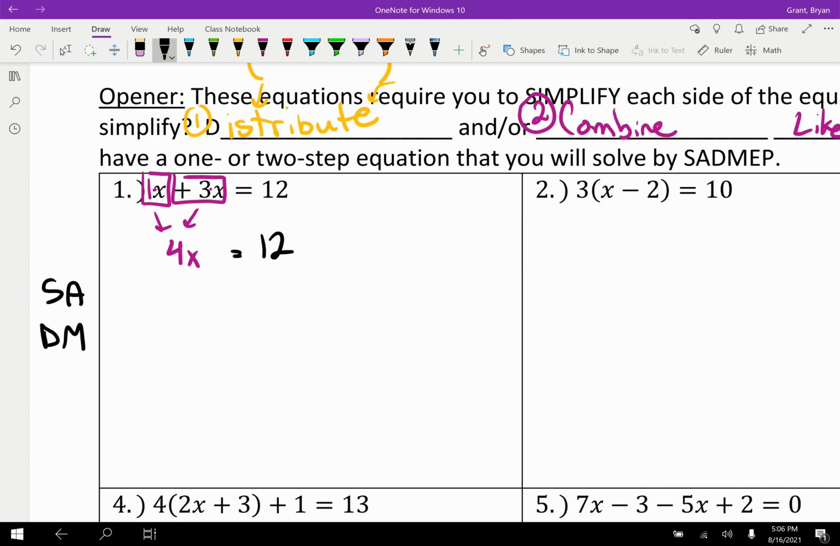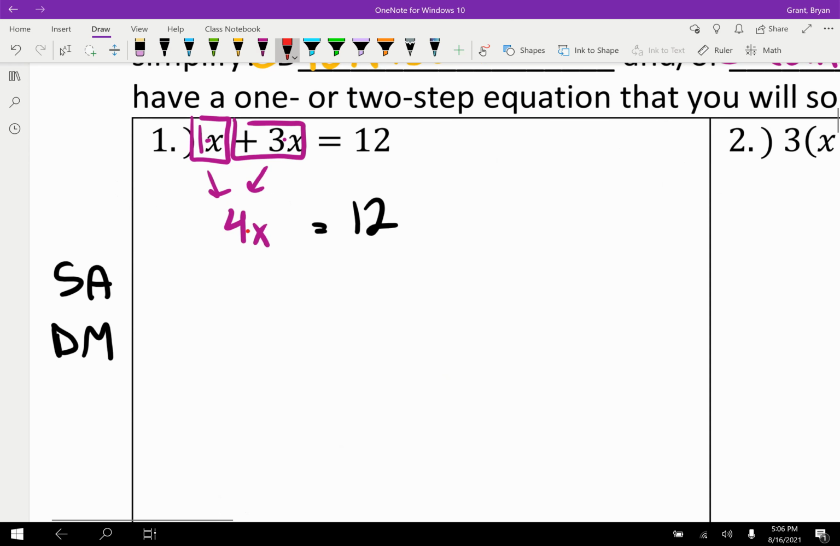Now we've undone distributive property; there wasn't any. We've combined our like terms, so now we're down to SADMAP. All right, we look and say, well, what number is attached to x? Well, the 4 is the only number attached, and the 4 looks like it's right next to the x, so it's attached by multiplication. To undo multiplication, we use its inverse operation, which is division. That means we divide both sides by 4.